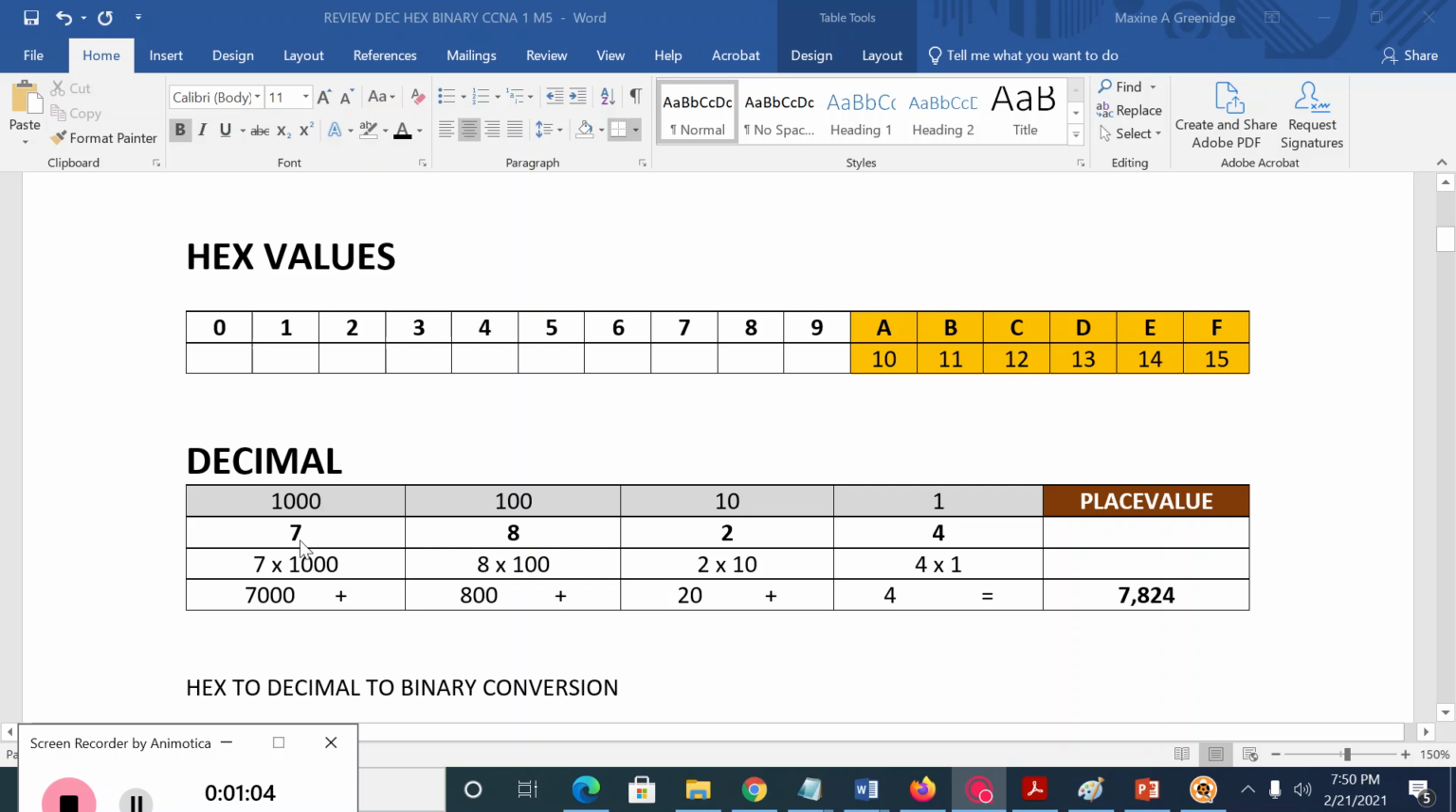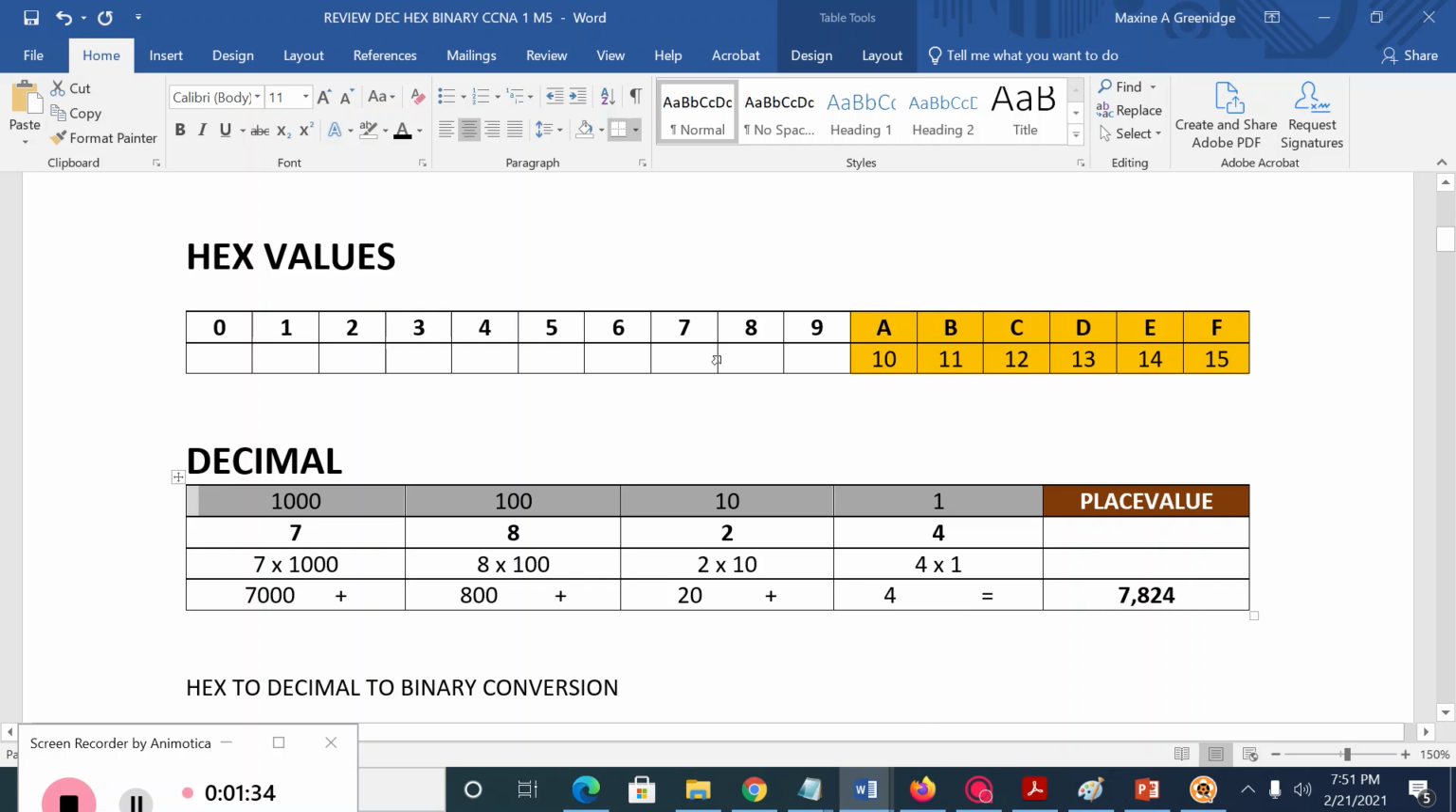So as we see the decimal value of 7824, if I told you I was going to bring this to class for you today, you would know that it was $7,824 because of the place values. The 7, we multiply it by 1,000, we get 7,000. The 8 by 100, we get 800. The 2 by 10, the place value, we get 20. And the 4 by 1, we get 4. And if we add up the values, we get a grand total of 7824.